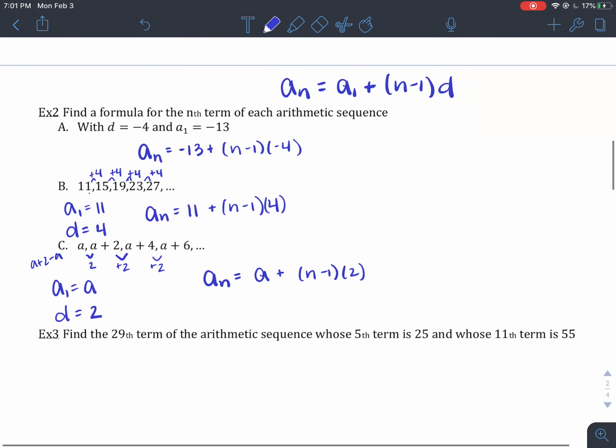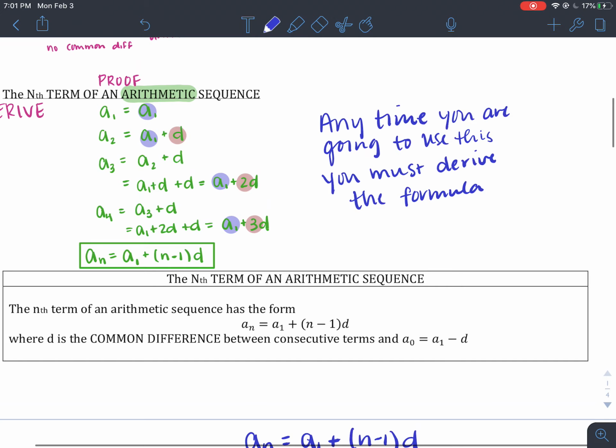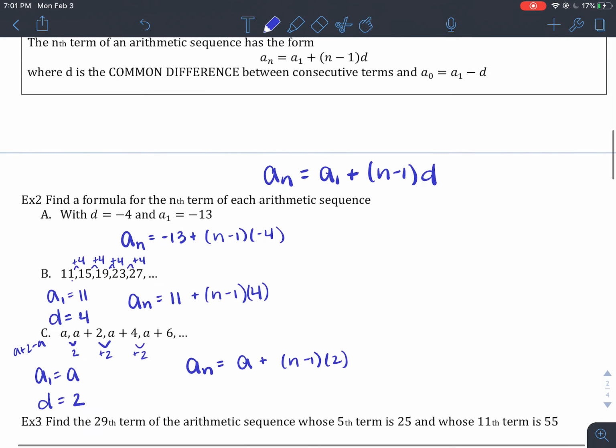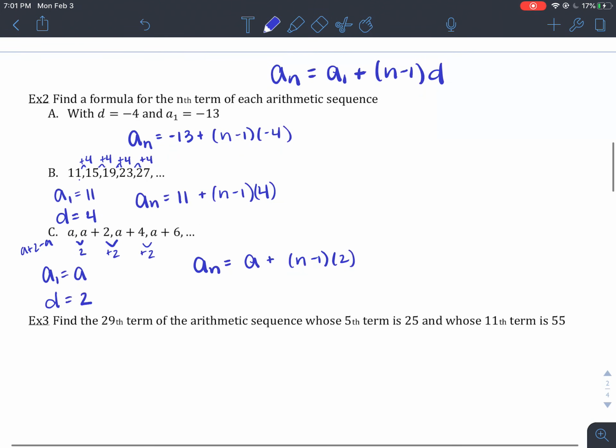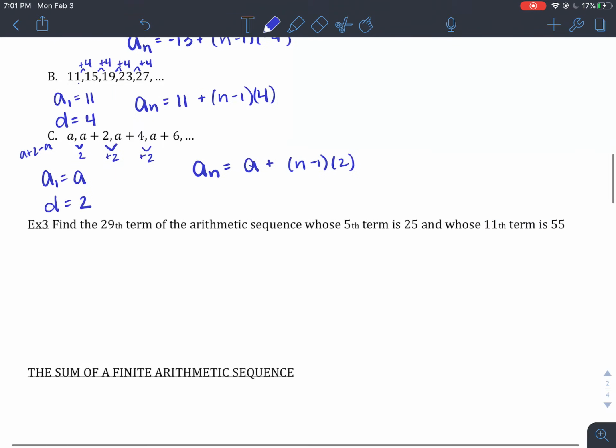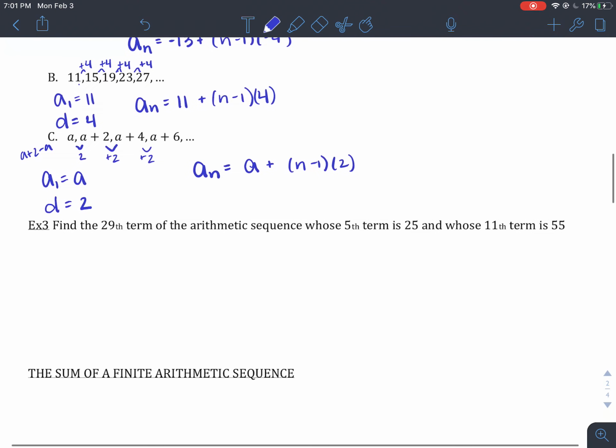All right, so again, we've already derived our formula. We did it up here. So we've derived it, we get to use it. If we started a new assessment, a new quiz, a new test, a new worksheet, we have to rederive the formula in order to use it. Now, we're going to use it down in example 3 as well.